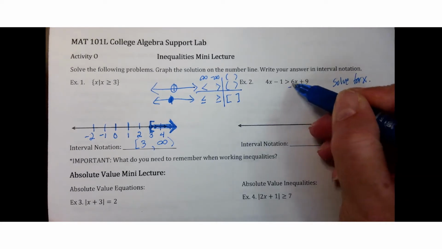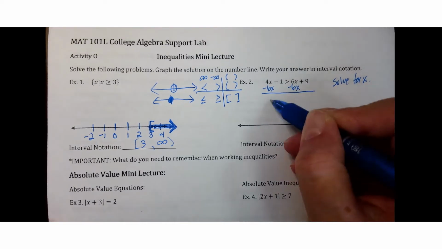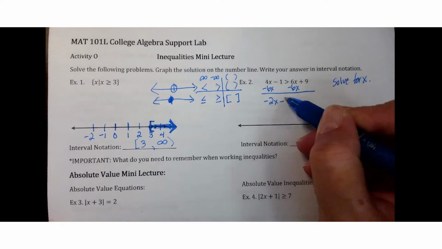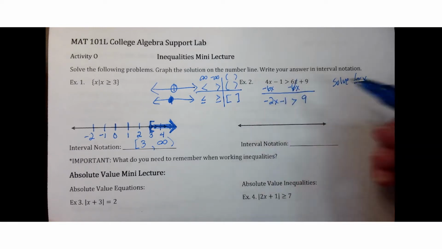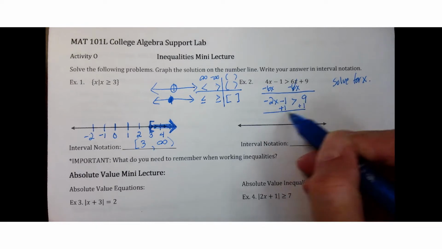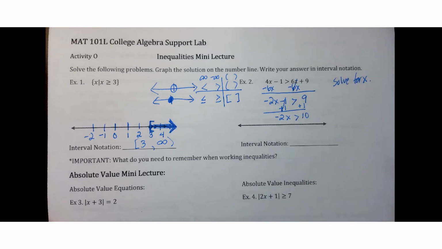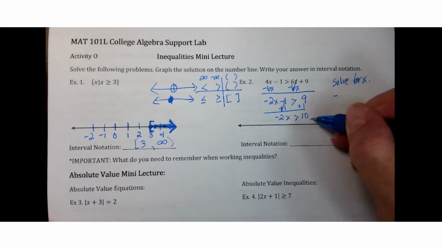So we're going to subtract 6x from both sides. This is -2x minus 1 is greater than 9. And we're going to add 1. So I get -2x is greater than 10. And let me come over here and write that again because we're running out of room here.